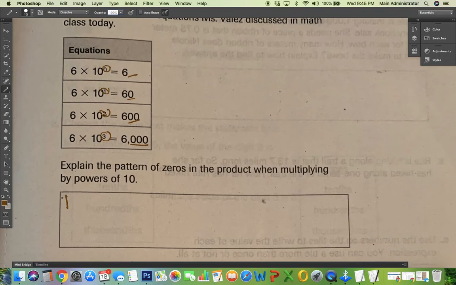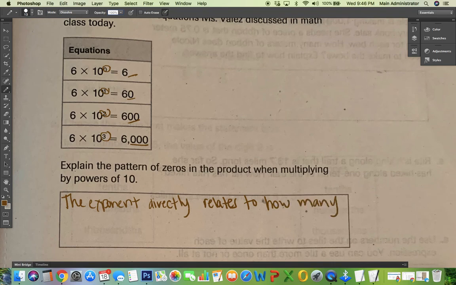The exponent directly relates to how many zeros are in the product.